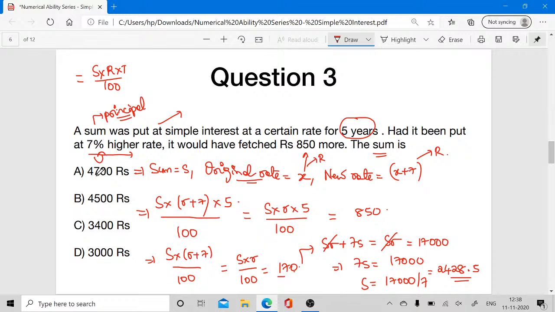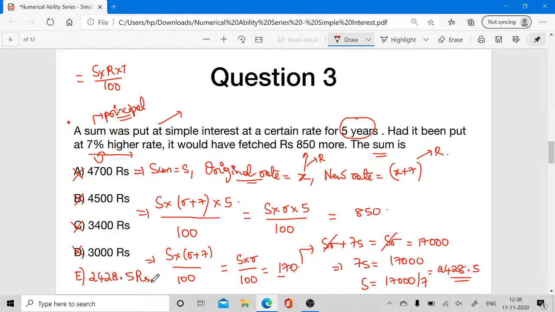Actually it is in none of the options. So they might give you a pointer here, an MSQ pointer, a square or triangle mark. So this will be option E, which is 2428.5 rupees.